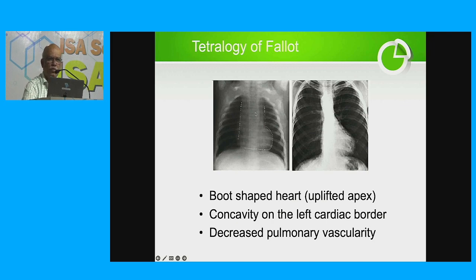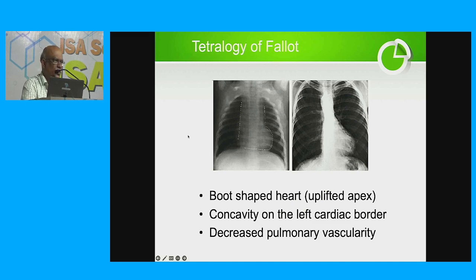And this is a film of Tetralogy of Fallot. You have heard of the boot-shaped heart and all. Sometimes these films can be given as a spotter for your exams, or you can be asked in your clinical viva what the features are. A boot-shaped heart is seen in Tetralogy of Fallot. You can see the pulmonary oligemia with the cardiac borders, concavity of the left cardiac border, decreased pulmonary vascularity.